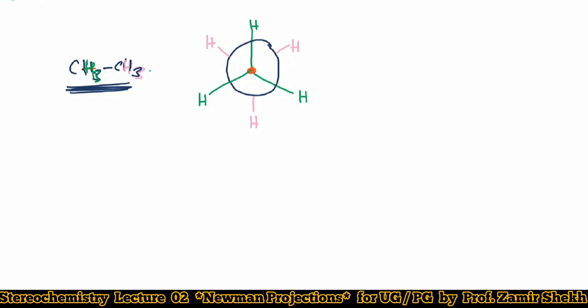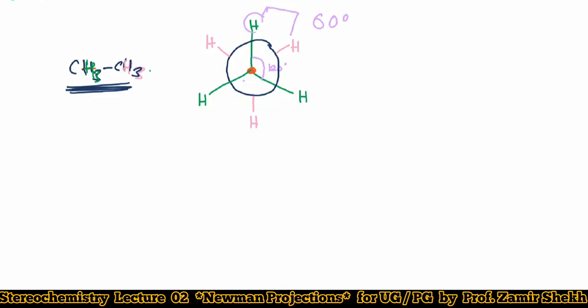Now look at the angles between these atoms. What are the angles? The first 3 hydrogens are separated by 120, and the last 3 hydrogens are also separated by 120. But if you see carefully, the angle between any hydrogen in the front and any hydrogen in the back is different. They are not 120. For example, the angle between this and this one should be 60 degrees.